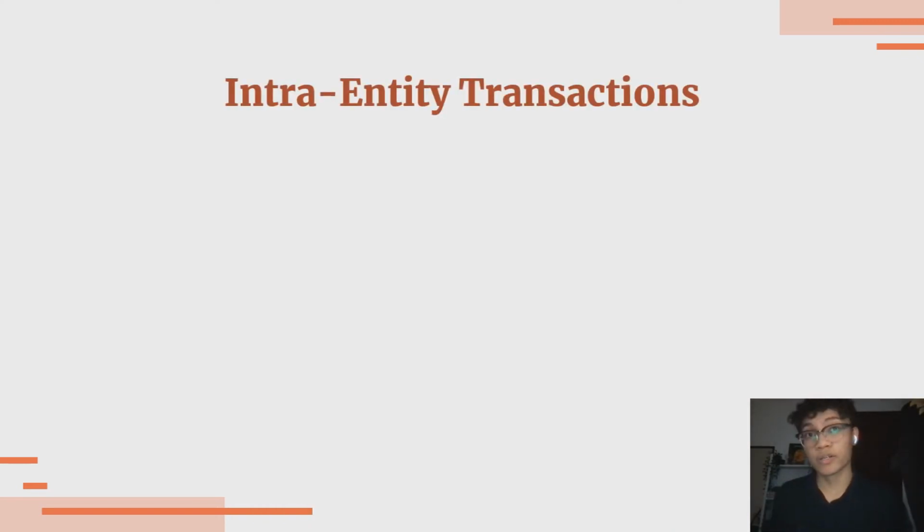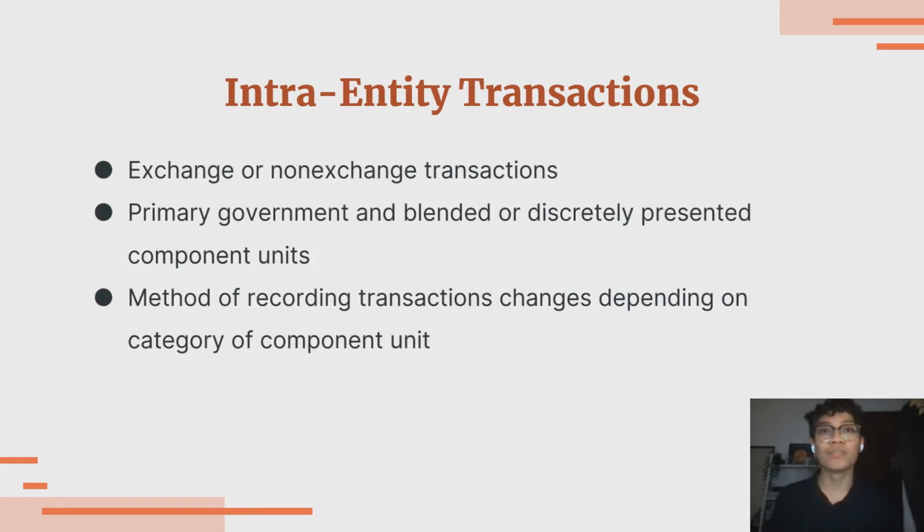Moving on to intra-entity transactions. These transactions are only recorded if the primary government has component units. And the method to record these transactions changes depending on whether these component units are blended or discretely presented. So if the transaction was with a blended component unit, then you would generally follow the same standards as accounting for interfund activities. So if the blended component unit was treated as a governmental fund, then you do not report the transaction at the government-wide level.